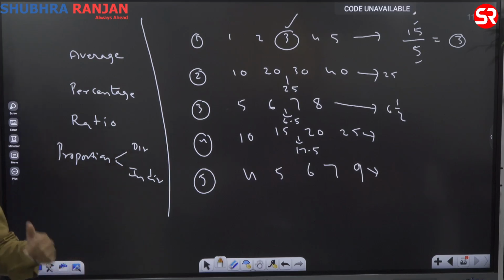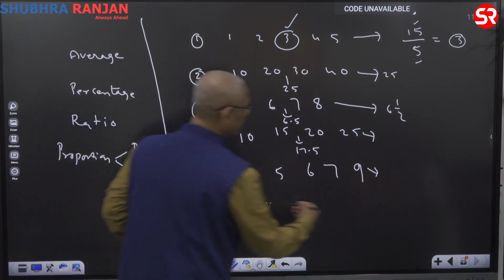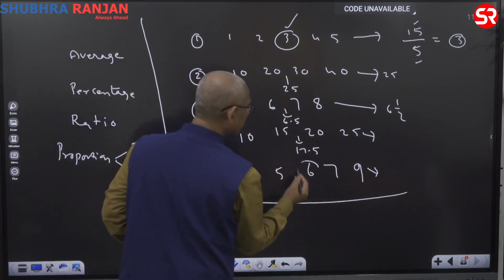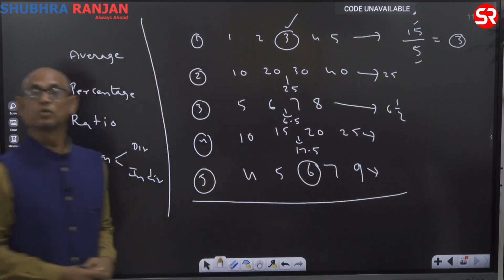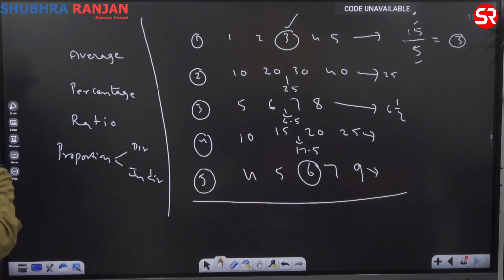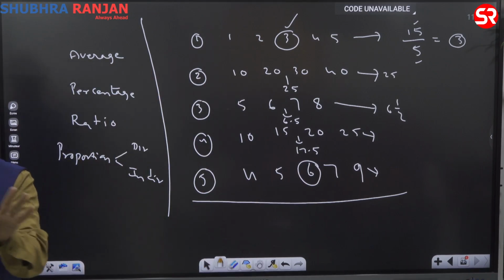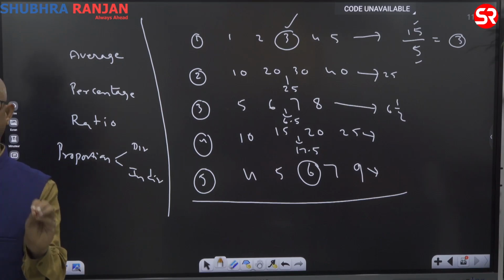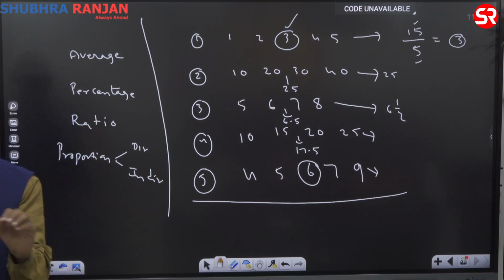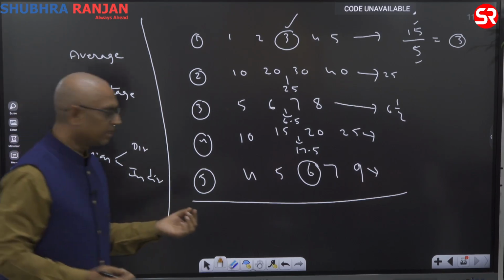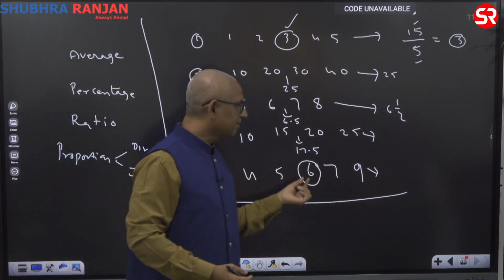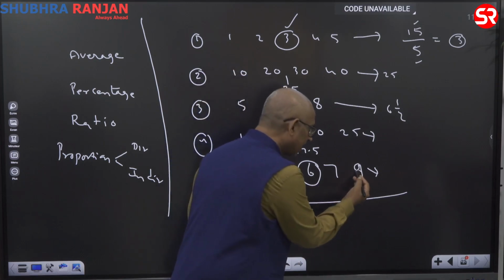Now the thing is, if the difference is not there, shall we consider 6 as the average? Why? The difference is not there. If you make the difference the same, then you can consider it, na? Point, catch. This is a very important point you have to catch. Okay. So to make the difference the same, what I am doing is 4, 5, 6, 7. I am making 9 as 8.